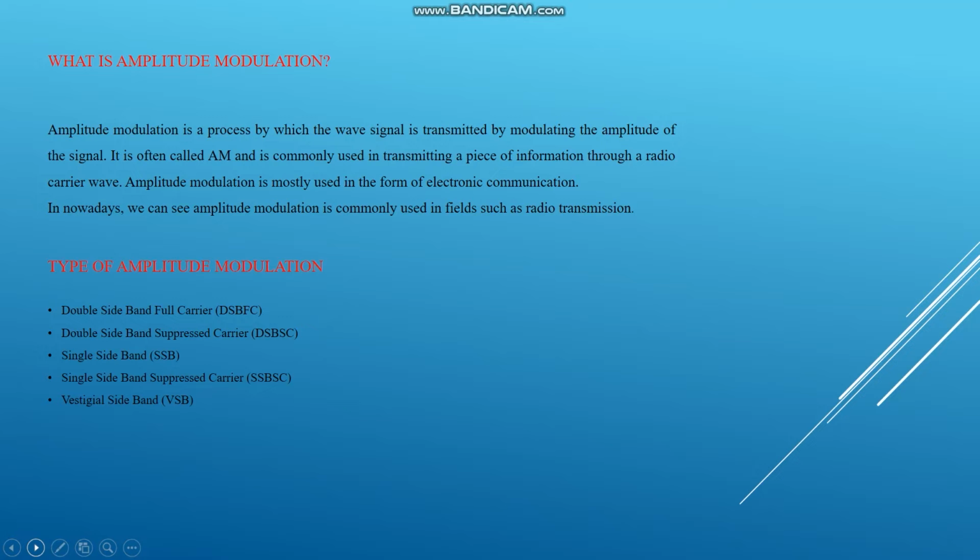There are many types of amplitude modulations. Those are double sideband full carrier, double sideband suppressed carrier, single sideband suppressed carrier, and vestigial sideband.